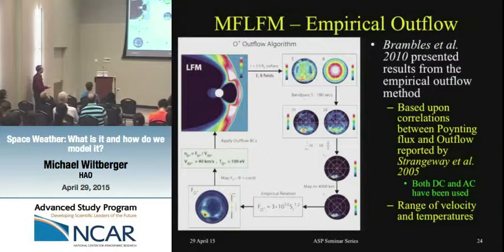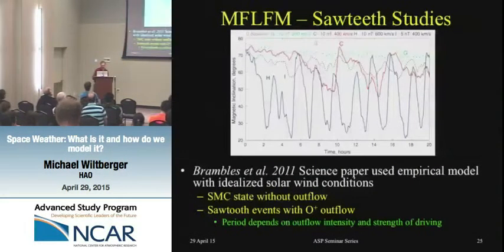And in fact, there's some observational work by Bob Strangeway using a different satellite that said, where this stuff happens, there's a relationship that tells you how much outflow material you're going to get depending on how much electromagnetic energy you dumped into the upper levels of the ionosphere. And then we could turn that into a specification of how much material is going to flow out into the magnetosphere at a variety of different velocities and temperatures. And what impact does that have on the system itself?